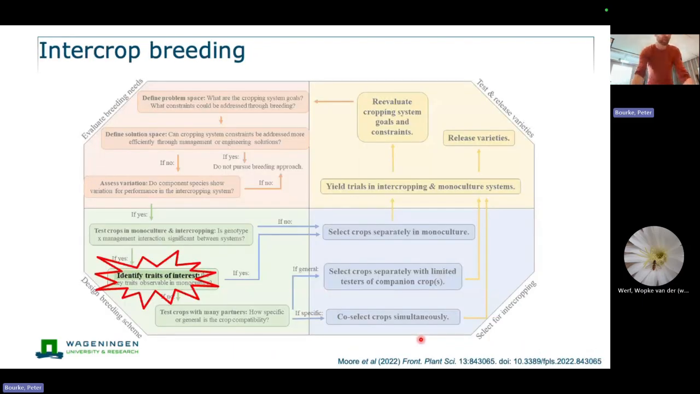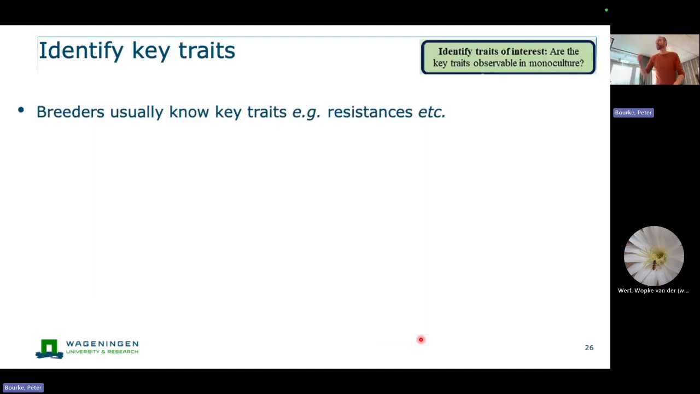Okay, so the next is these traits of interest, and it's very nice that Benedict just entered the room. Hi, Benedict. So breeders usually, this is the topic of key traits. And I think actually this morning's session with Sabine as well is about traits. I know far less about this topic than my subsequent speakers.